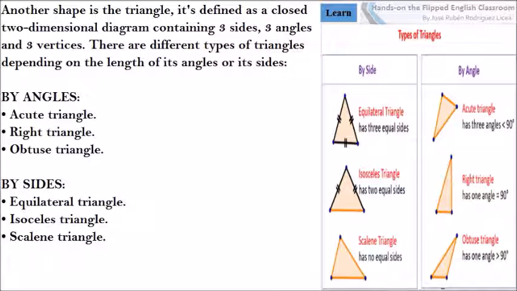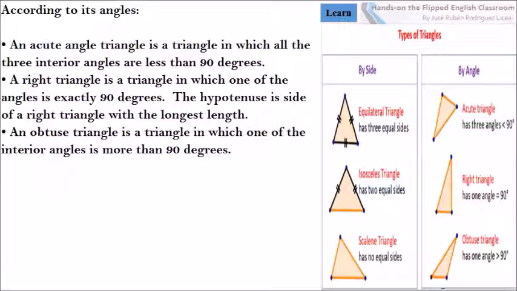Another shape is the triangle. It's defined as a closed two-dimensional diagram containing 3 sides, 3 angles and 3 vertices. There are different types of triangles depending on the length of its angles or its sides. By angles: acute triangle, right triangle, obtuse triangle. By sides: equilateral triangle, isosceles triangle, scalene triangle.